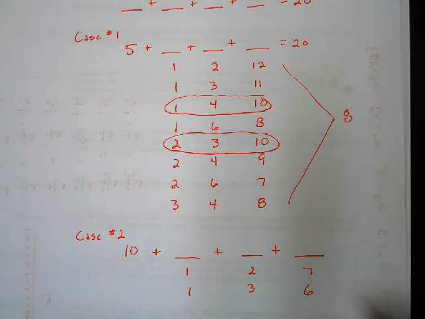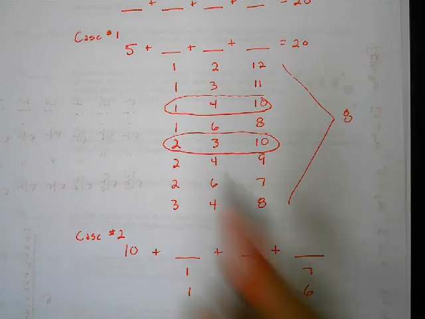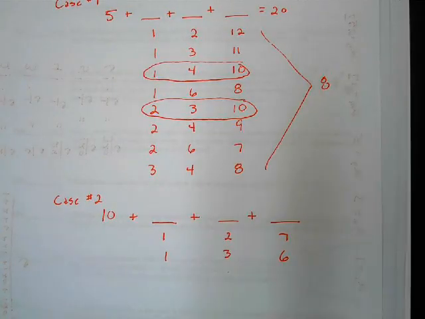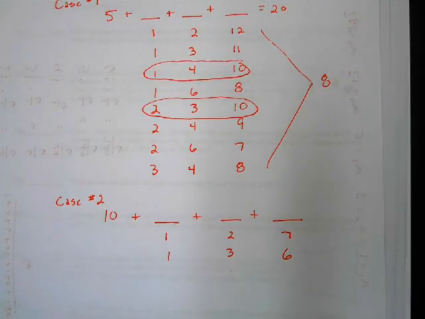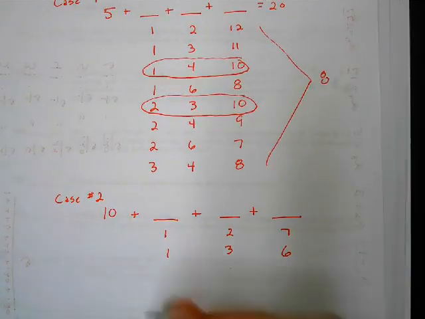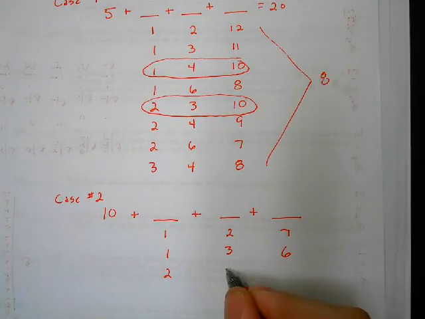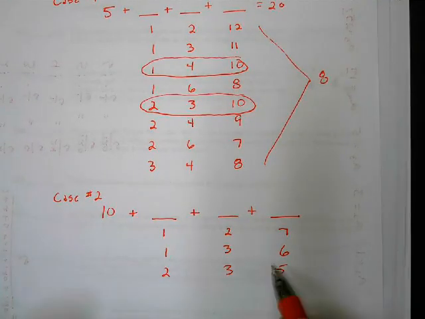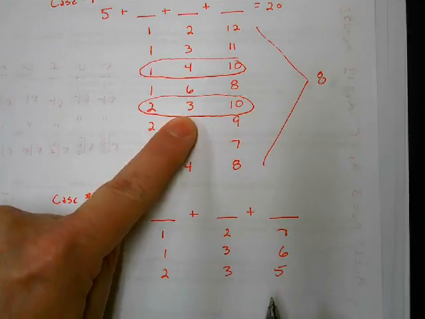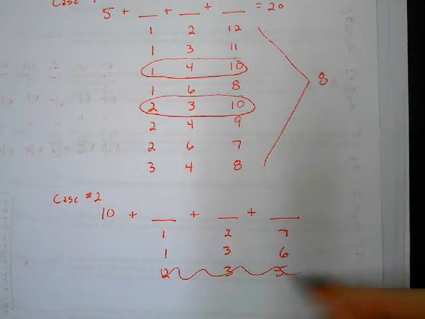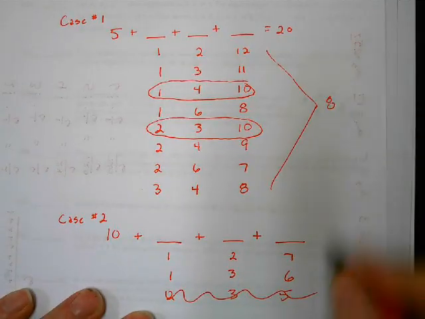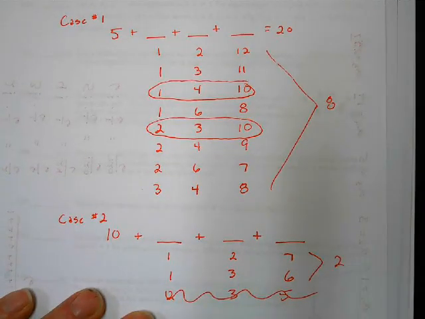Then I would have 1, 4, and 5, but I can't use that because I've already got 1, 4, and 5 in this combination here, so I can't double count that one. I'm stuck. I would move on to 2s. 2, 3, and 5. Uh-oh, can't use that one. I already used that one in this combination here. I have done all the combinations. From case 1, I have 8 combinations. In case 2, I've got 2. There are a total of 10 combinations that would work for this.